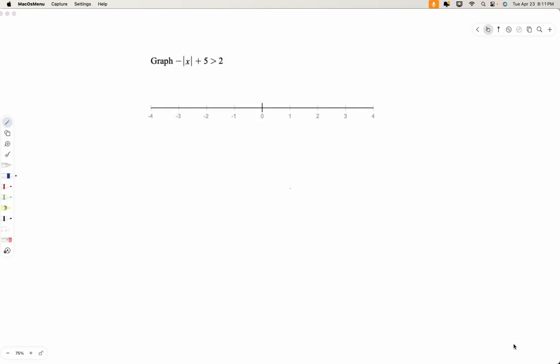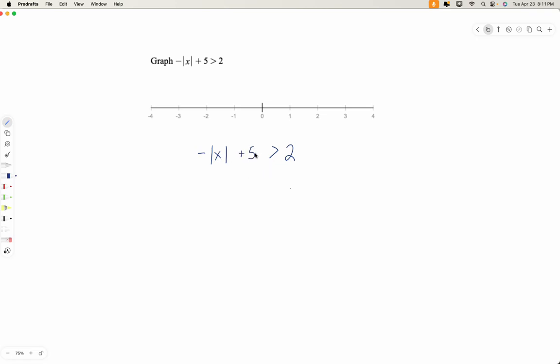Next one. All right. I think this is the last one. I'll double check in a minute. We've got to do all kinds of things to this one, right? So let's rewrite it. Negative absolute value of x plus 5 is greater than 2. No equal sign under here, so this is going to be an open circle, right?